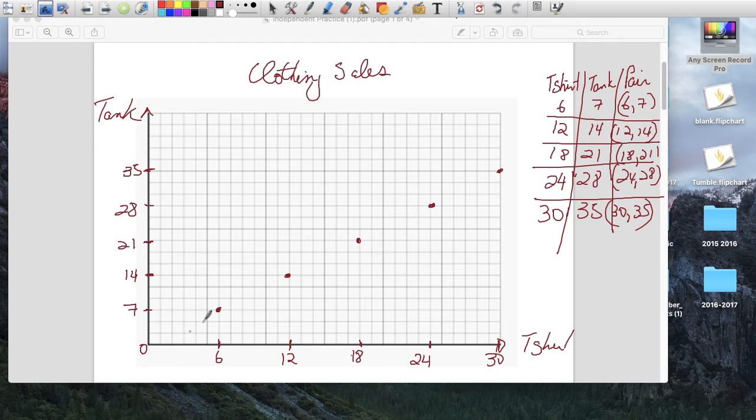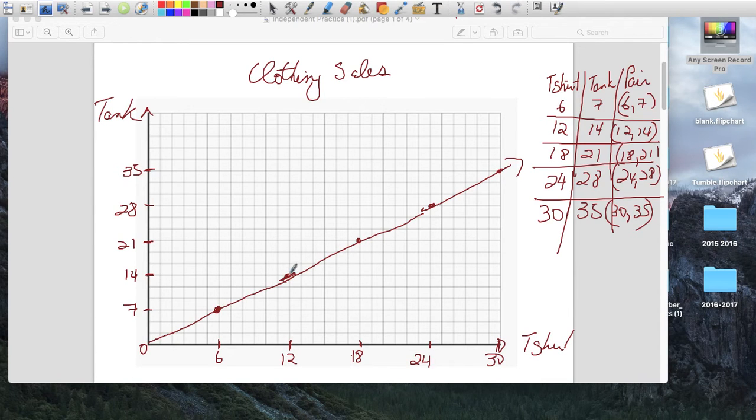Okay, I don't have a ruler or a straight line, but at home, please use a ruler. And this should come out to be a straight line. Exactly a straight line. If it's not a straight line, there's something wrong with what you did. Okay? And it should go through the points.